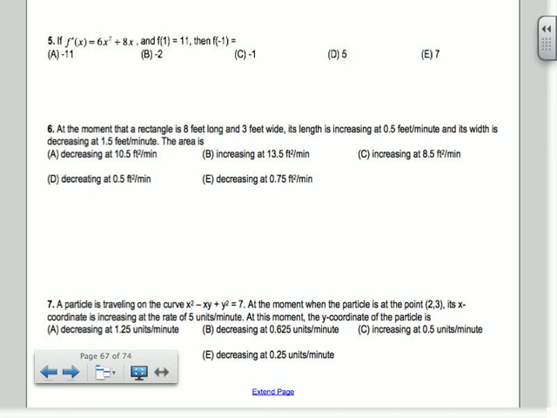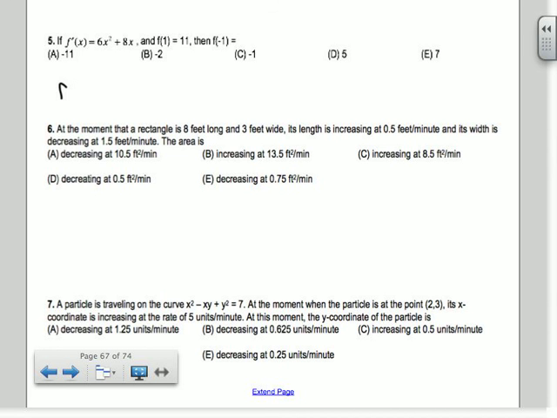All right, 5. If f prime of x equals 6x squared plus 8x and f of 1 equals 11, then f of negative 1 equals question mark. Okay, this is a hard one. We talked about this very, very briefly. This probably will not be on your test this time. It's the antiderivative. Do you guys remember how to take the antiderivative?